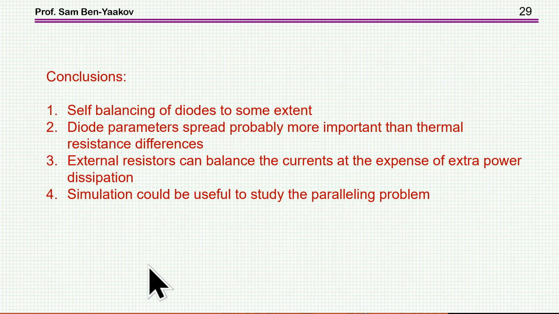So what are the conclusions of this presentation? First of all, we see that there is a natural self-balancing of diodes to some extent. Then, the diode parameter spread is very important, more perhaps than the thermal resistance difference, which could be not that much. Also, we have seen that the external resistor indeed can balance the current, but of course at the expense of extra power dissipation. And finally, which is perhaps very important coming out of this presentation, simulation could be a very useful tool to study the paralleling problem.